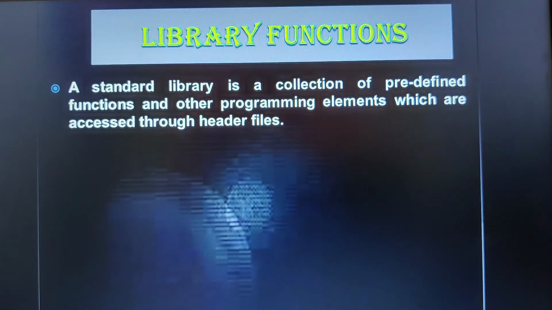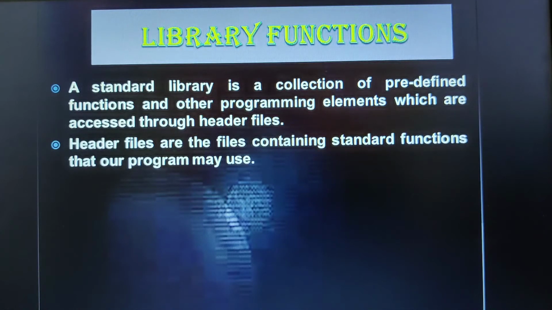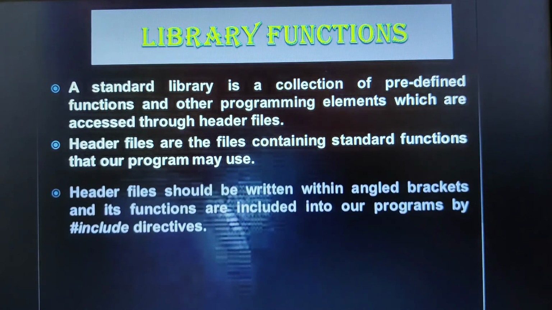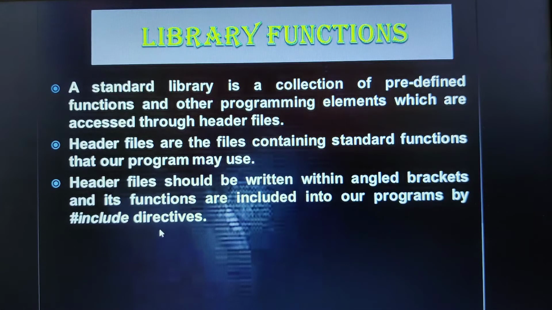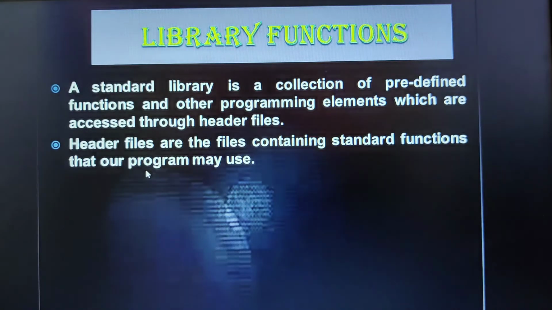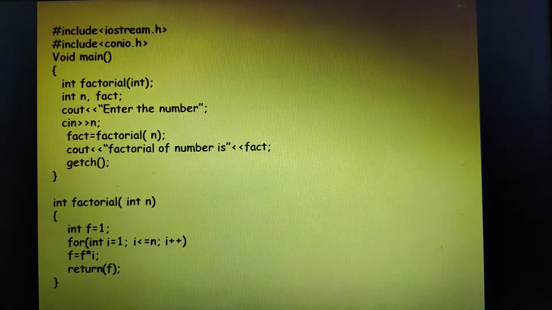Then how do we use these library functions? Library functions can be accessed through the header files. All the header files contain the standard functions that our program may use, as I mentioned, like stdio.h, conio.h, iomanip.h, isn't it? And we are using a directive known as the hash include directive, and we are writing those header files using the angle brackets. I hope you are able to understand. These are the angle brackets, isn't it?